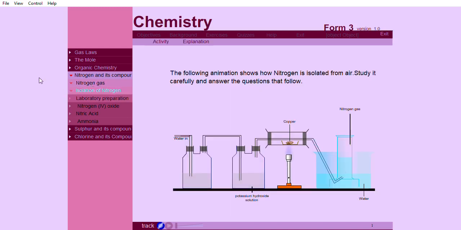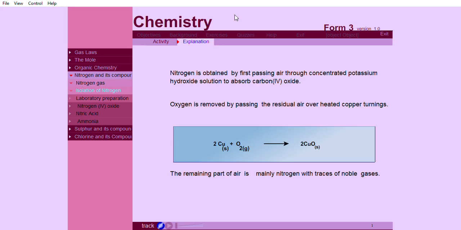The following animation shows how nitrogen is isolated from air. Study it carefully and answer the questions that follow. Nitrogen is obtained by first passing air through concentrated potassium hydroxide solution to absorb carbon (IV) oxide. Oxygen is removed by passing the residual air over heated copper turnings. The remaining part of air is mainly nitrogen with traces of noble gases.